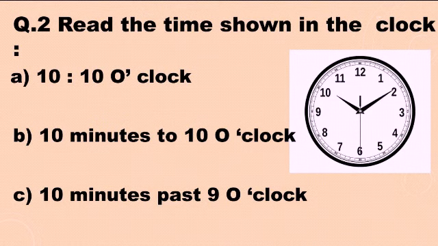In the second question, read the time shown in the clock. You have learned in how many ways we can read the time. Here options are also given. The first option is 10 o'clock, option B is 10 minutes to 10 o'clock, and option C is 10 minutes past 9 o'clock. Which will be the correct time shown in the clock?